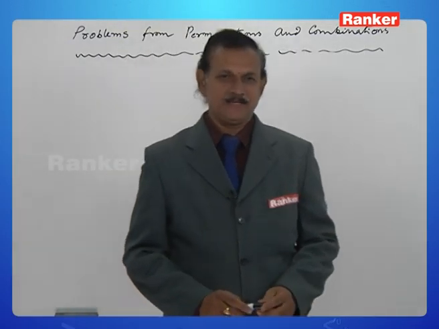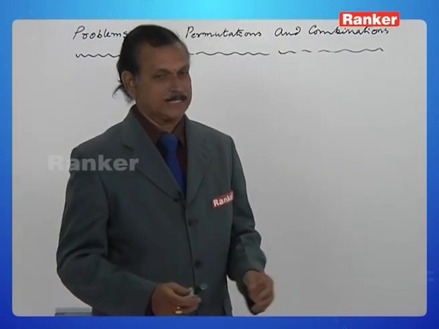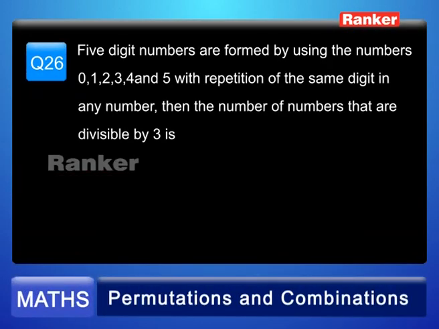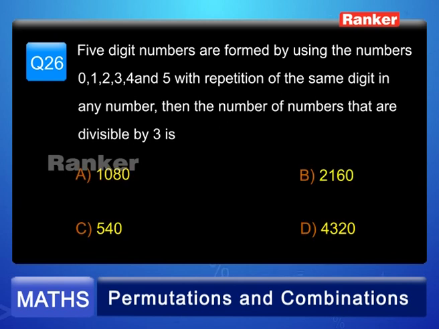Now let us turn our head to look towards question number 26. The next question, that is question number 26. 5-digit numbers are formed using the numbers 0, 1, 2, 3, 4 and 5 with repetition of the same digit in any number. Then the number of numbers that are divisible by 3. Option A is 1080, option B is 2160, option C is 540 and option D is 4320. These are the given options.